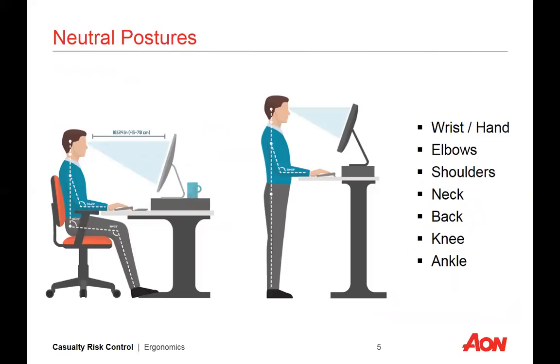We will be focusing a lot on what constitutes a neutral posture. So when we work with the body in a neutral position, we reduce stress and strain on the muscles, tendons, and skeletal system, which helps in reducing our risk of developing cumulative trauma disorders. So here is a list of joints together with neck and back, which will be the focus of our presentation, both in sitting and standing position.